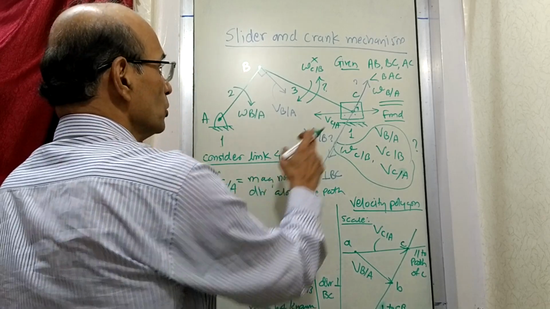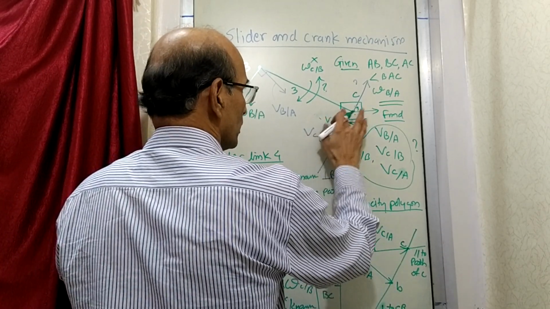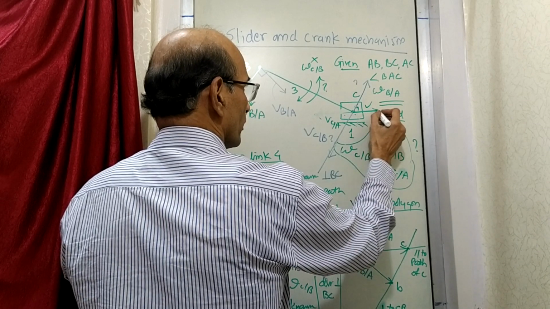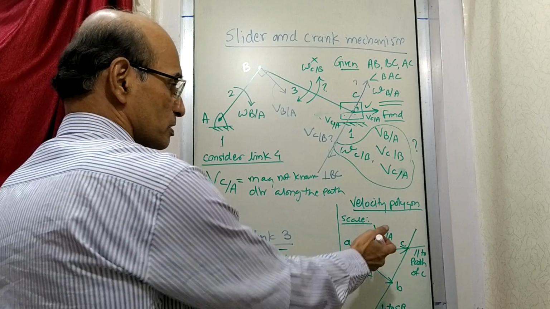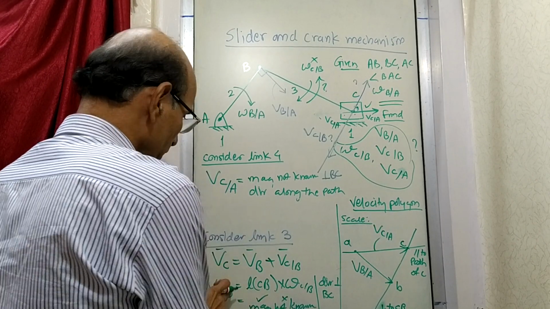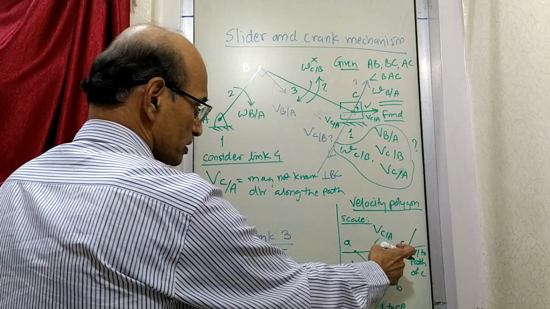Direction we already know. So out of these two, this is the direction. So this is not correct. This is correct. So this is the vector C with respect to A, and its magnitude is here. Now here this vector's magnitude was not known. Now you can see it is available.